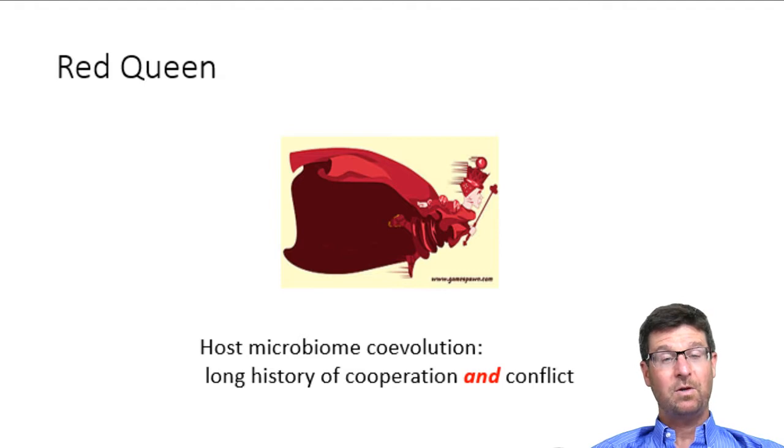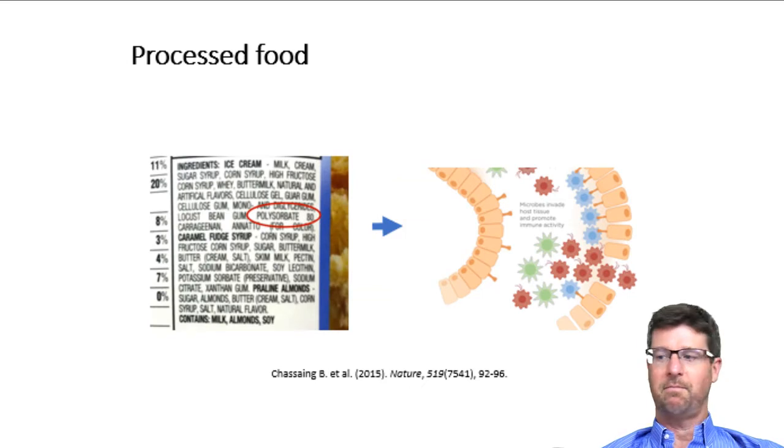Bottom line, the Red Queen effect is an idea that predicts both cooperation and conflict when it comes to us and all the microorganisms that inhabit us. And this is particularly true for pathogens.